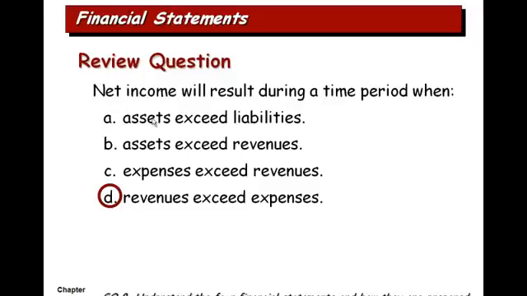It is not A because the assets and liabilities are found on the balance sheet. Net income is found on the income statement. It's not B because assets exceed revenues. Assets are balance sheet. We're looking for all income statement items. Could be C and D, but expenses exceed revenues. That means we have a net loss. Revenues exceed expenses. We have a net income. We have net income right here.